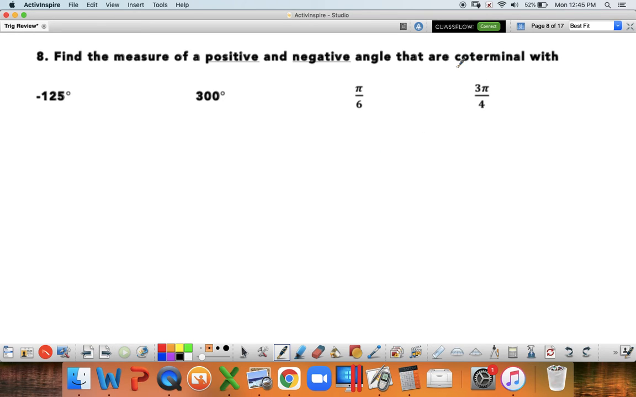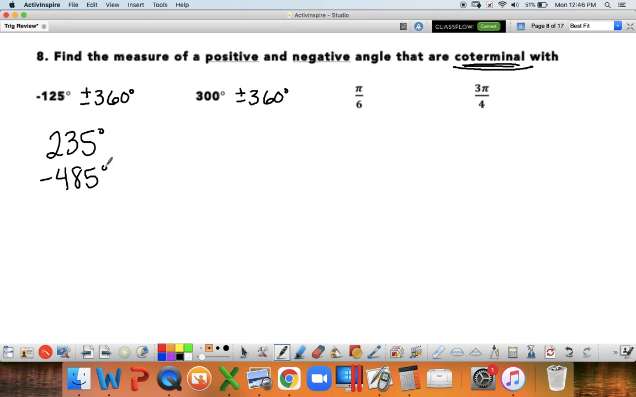All right, the next vocab word that we should remember is coterminal angles. Those are angles that are going to wind up in exactly the same spot on our axis. So how many degrees around is our unit circle, the coordinate plane? It's 360 degrees. So when I'm trying to find positive and negative angles that are coterminal, all I need to do is add or subtract 360 degrees from our base angle. And I will wind up with the exact same angle. I will just have gone around the circle one more time. So I'm going to take negative 125 degrees and add 360. I'll get 235 degrees. I'll also subtract 360 and get negative 485 degrees. Over here, we're going to do the same thing. So I get 660 degrees and then negative 60 degrees.